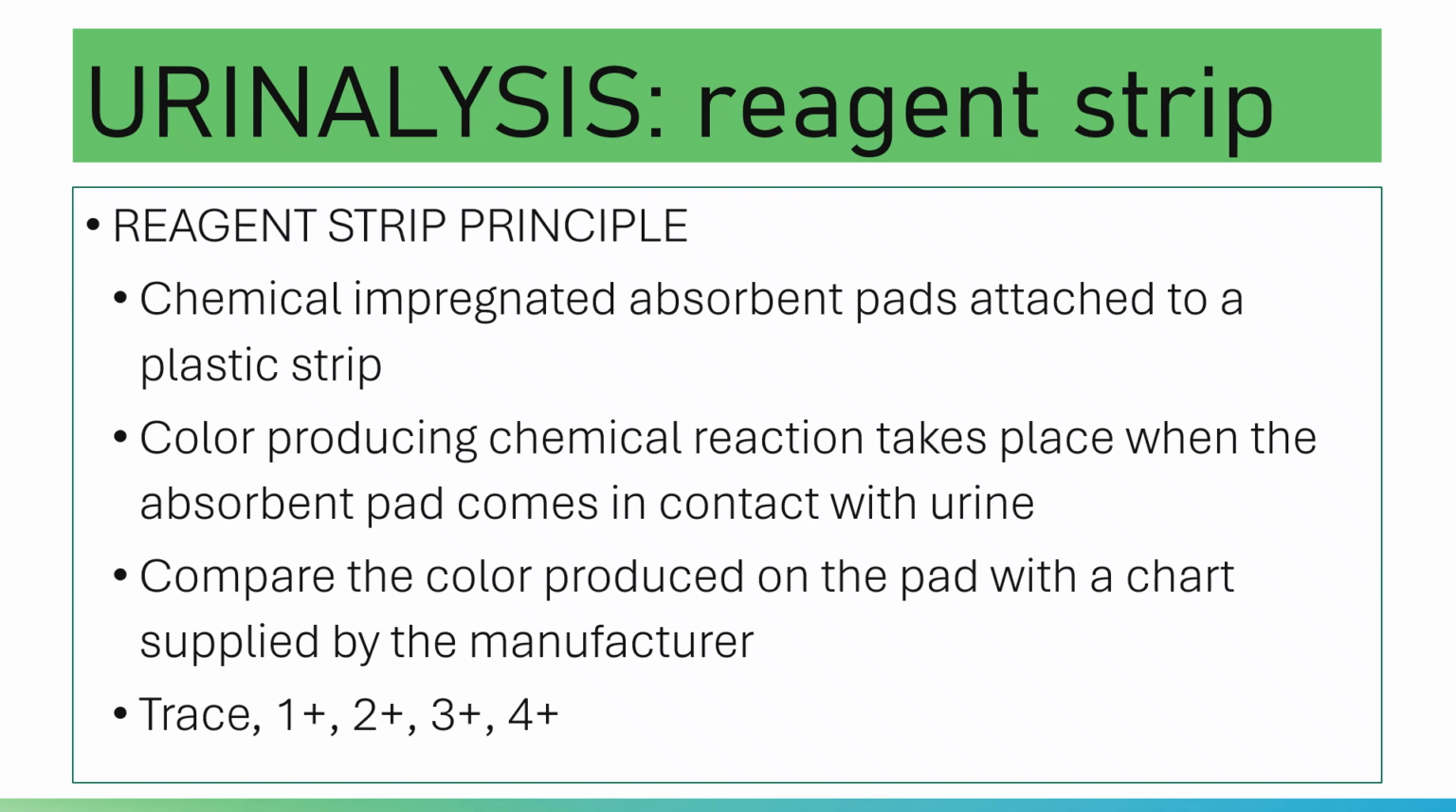And then, of course, after the given reaction time, you read it or compare it with the color chart. Of course, compare the color produced on the pad with a chart supplied by the manufacturer. Okay, and it is reported as negative, trace, and the plus system. It is reported as negative or normal for urobilinogen, and trace, and then your plus system accordingly.